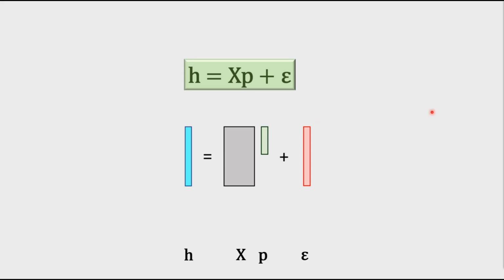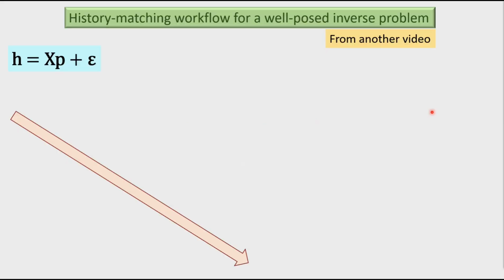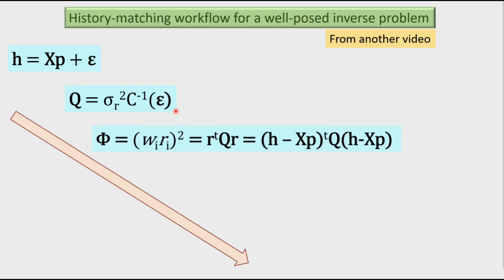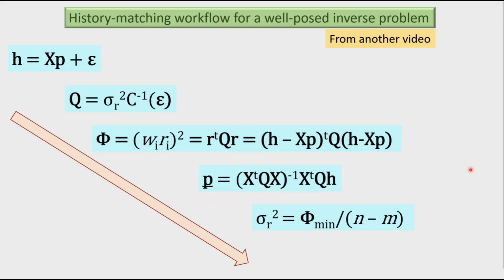Once we've done this, we then follow the workflow, which is taken from another video. There's our new equation. We calculate a weight matrix on the basis of what we think are the statistical characteristics of measurement noise. Define an objective function, minimize it, estimate our parameters, estimate from the amount of misfit a coefficient by which we multiply the noise in the calibration data set, and then derive an equation for the error variance of the parameters that we've just estimated.